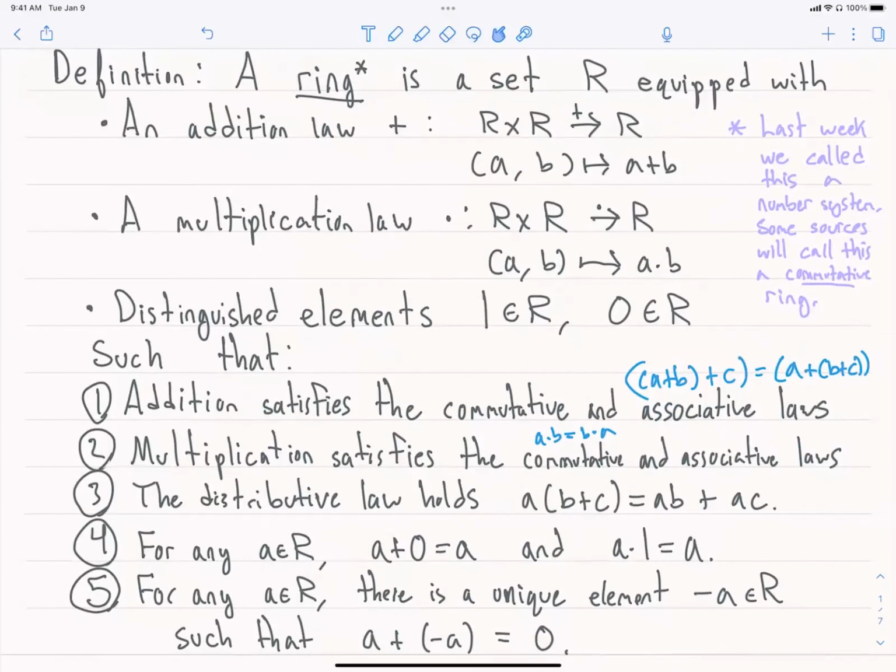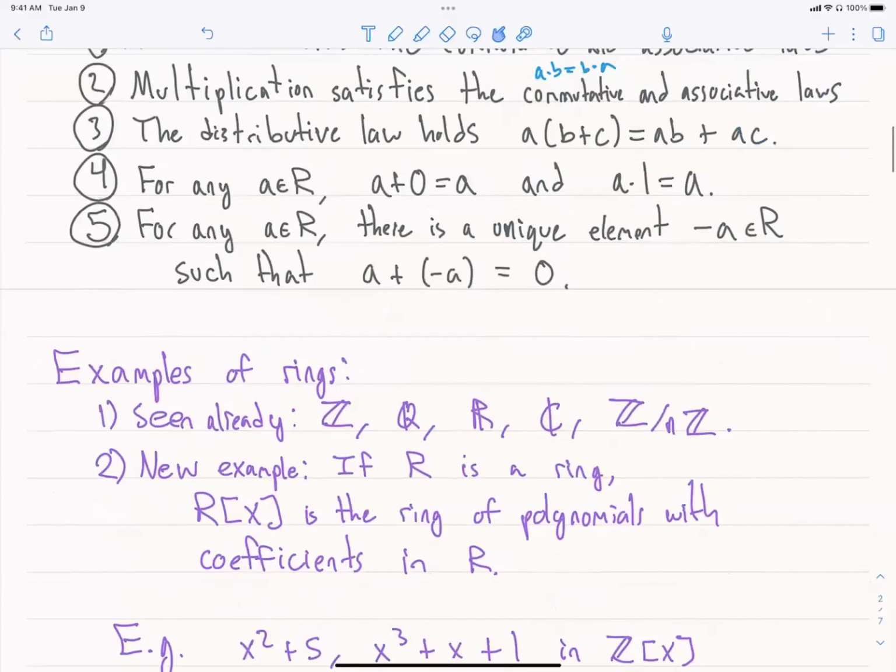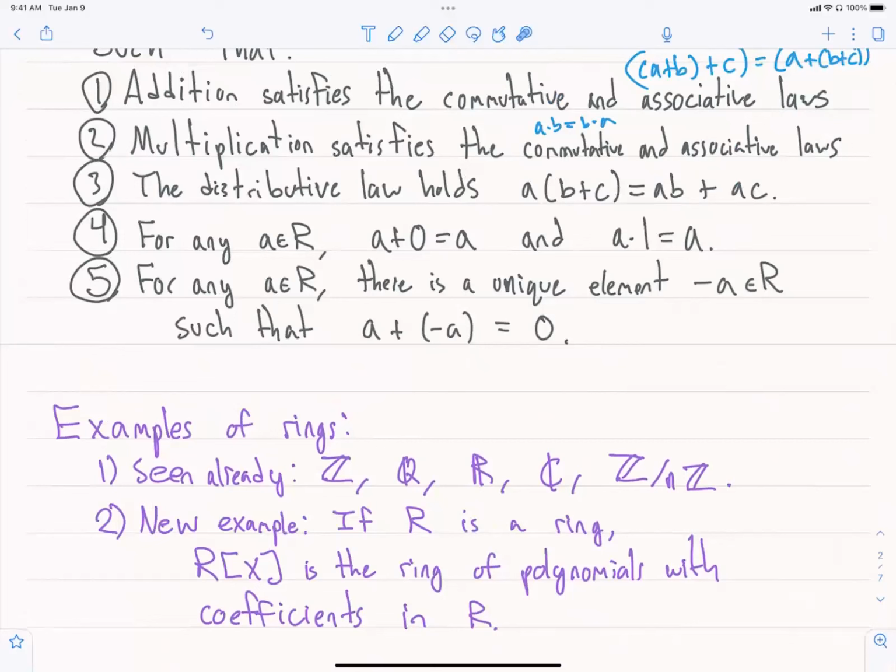Again, we just called it a number system last week. And this is just spelling out the properties that we want to hold. Okay, so here are some examples. Last week we talked about the integers, the rational numbers, the real numbers, the complex numbers, and Z mod NZ.